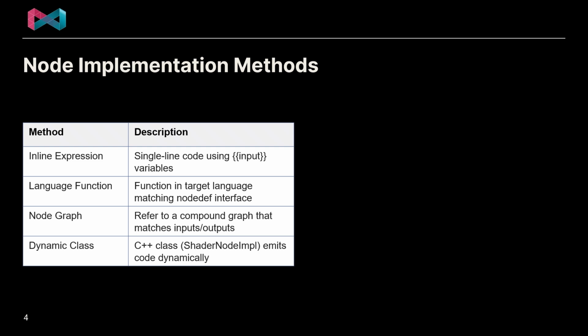It can actually be done in 4 different ways. So you can use an inline expression. You can use a function written in the target language. You can use a node graph that describes the operation performed by the node, or you can use a C++ class that emits code dynamically during shader generation.